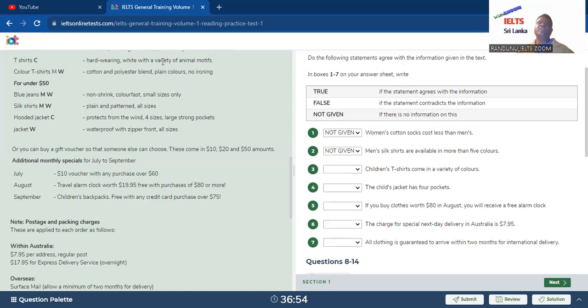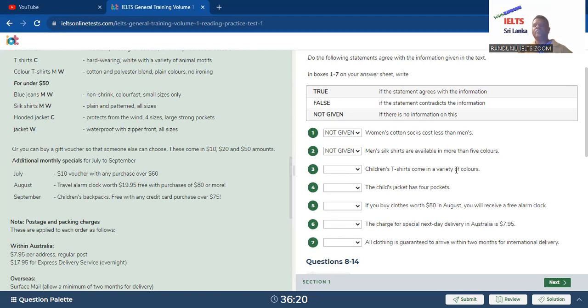So what's the color of the t-shirt? White. It's not a different color. It's a white color. That means the t-shirt is only white. It comes with animal motifs, variety of animal motifs, different animal motifs. But the t-shirt is white, no? Hard wearing. That means hard material, white with variety of animal motifs. It doesn't say variety of colors. It says white. So it is contradicting.